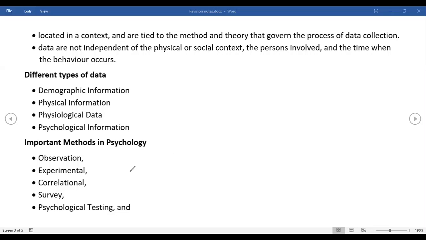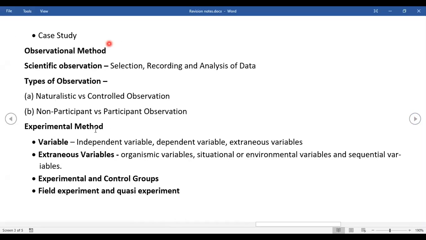Important methods in psychology. This is the main theme of the unit. So what are the important methods? Like observational method, experimental method, correlation, survey. So far we have seen observation and experimental. Now we will see correlational research, psychological testing. Next, the last one is case study. So what is the observation method?